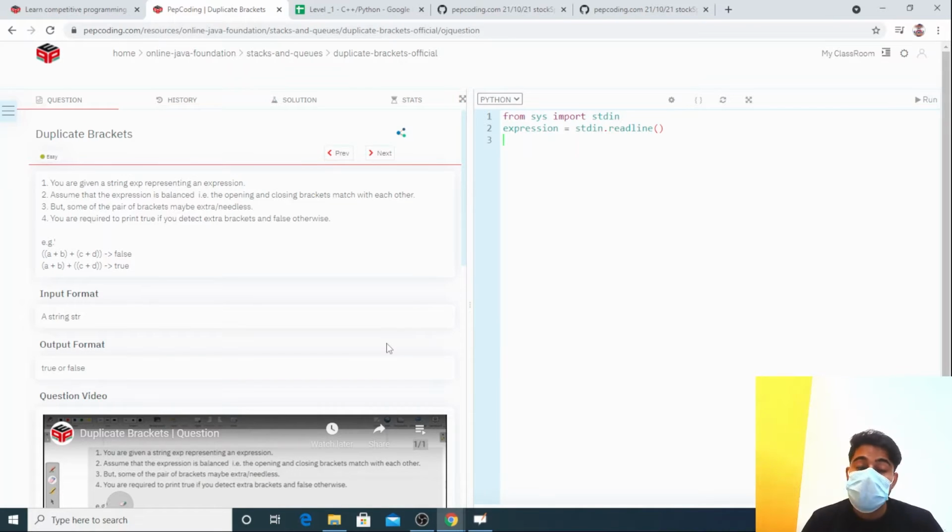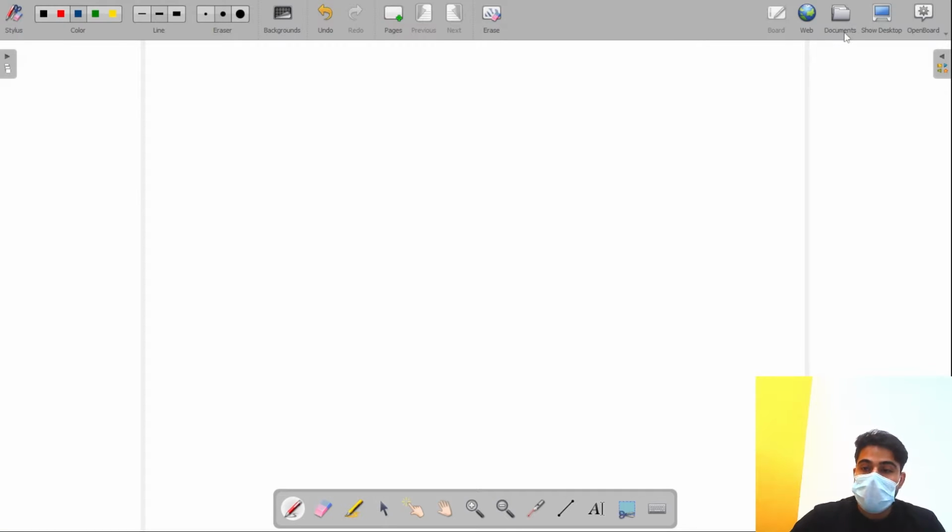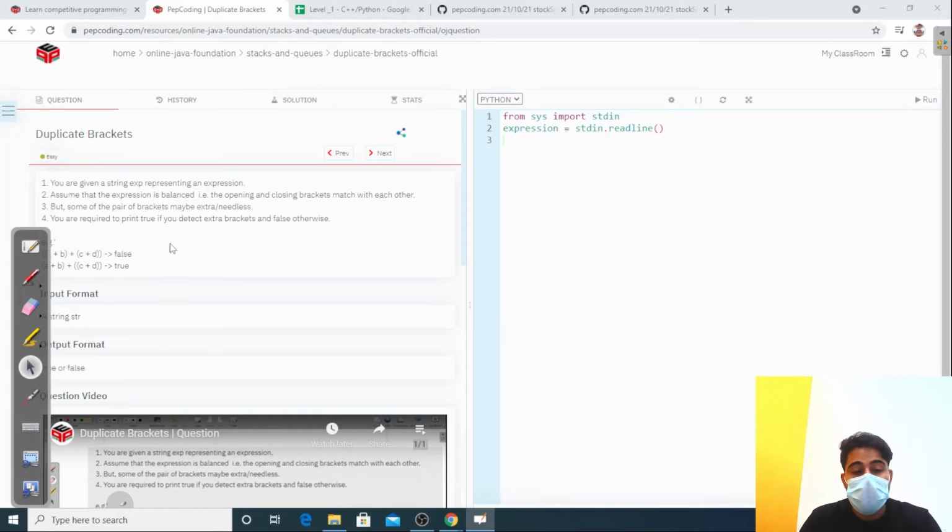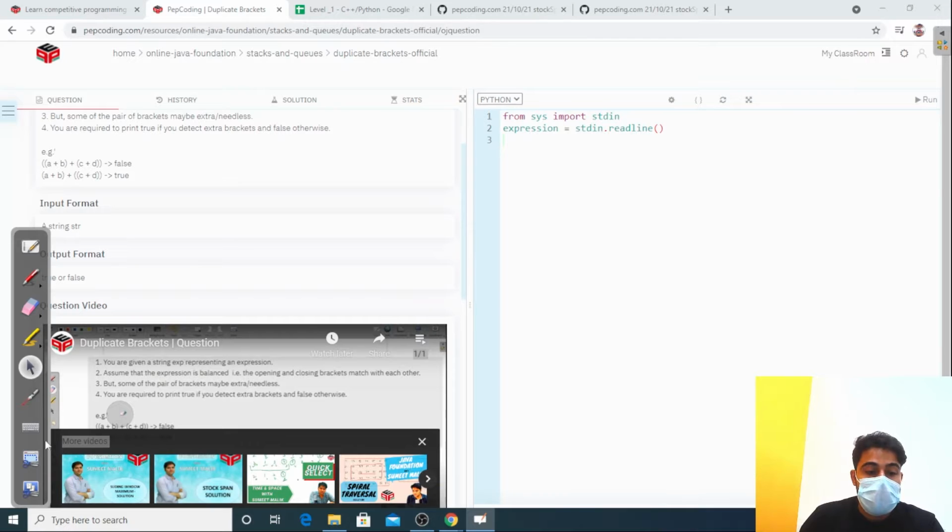So from today onwards, we are going to solve the questions on the topic of stack. Our first question which we're going to solve today is nothing but duplicate brackets. Without wasting time, let's try to understand the question statement. Let me take some part from the question on my whiteboard and then we try to analyze it.